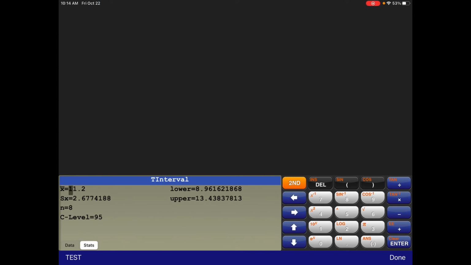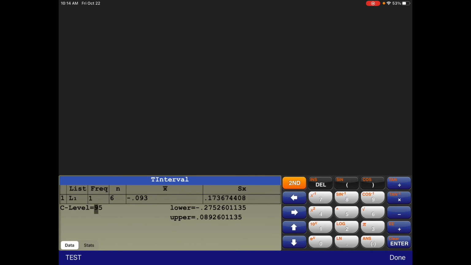And for this, we are given data, so make sure to select data. And my numbers are listed in L1, so make sure you put down whatever list you have your numbers in. And then our confidence level, or our C level, is 99. Select Enter, and you should get a lower bound and an upper bound.